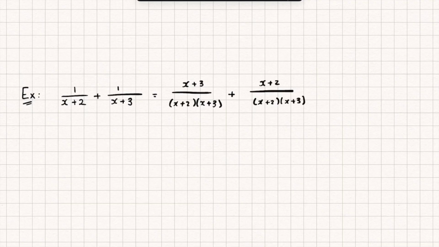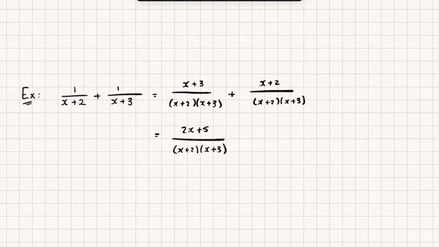Now we have this common denominator, all we need to do is sum the numerators together, and so I'm going to get x plus x, well, that's 2x, and 3 plus 2 is 5. So it's going to be 2x plus 5 on the numerator, and that's going to be over x plus 2, x plus 3, and we're done. Okay, so this would be an example of summing algebraic fractions.